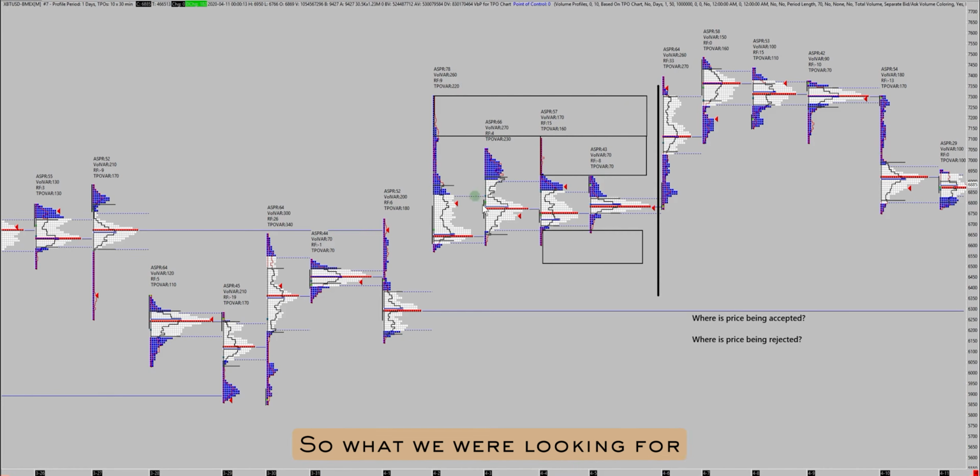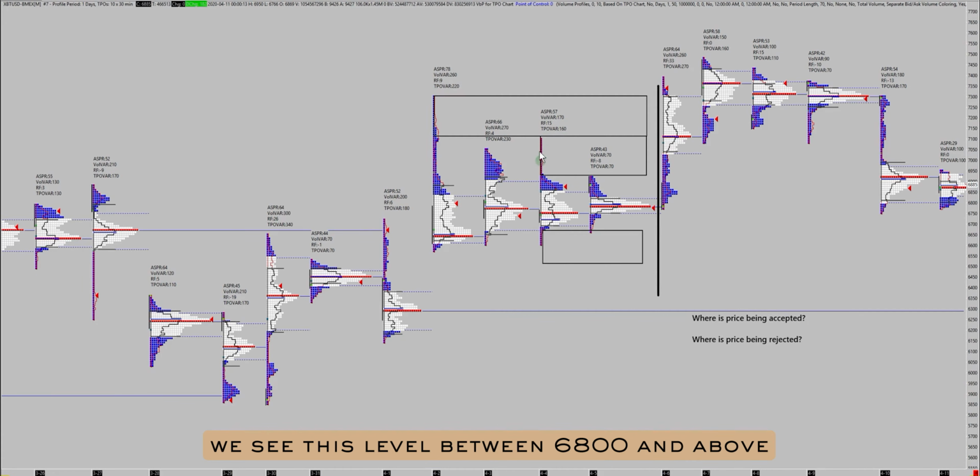So what we're going to be looking for is a change in behavior, right? Moving forward, we see, okay, this level between 6,800 and above is a level where we previously were not allowed to interact with, for not much time. That's the benefit of looking at a TPO. We could see that price barely spent time in here. There was barely any volume transacted in this level. So now we have a baseline to compare any future interaction with.